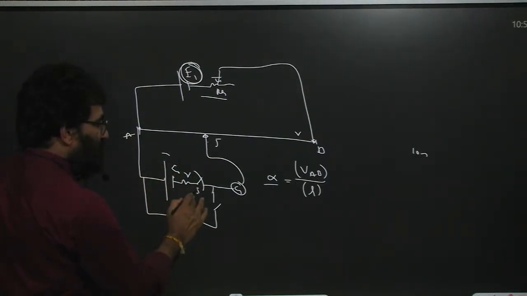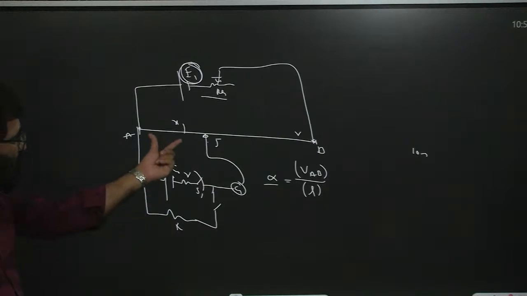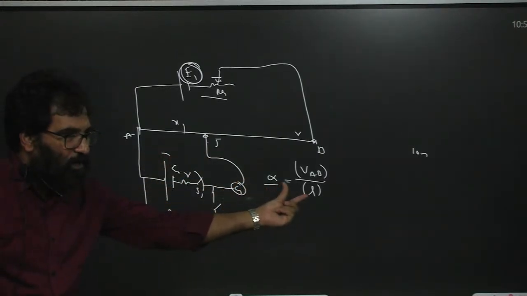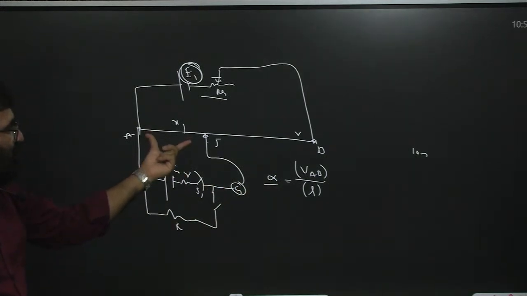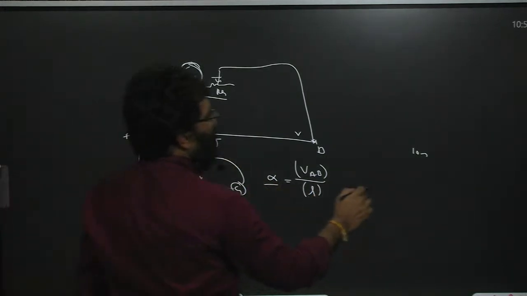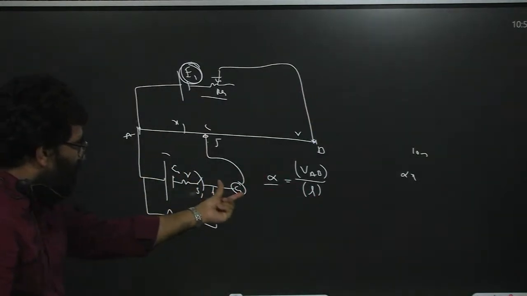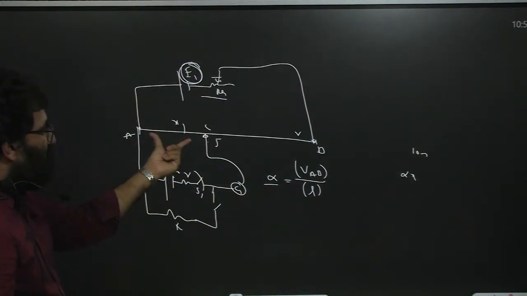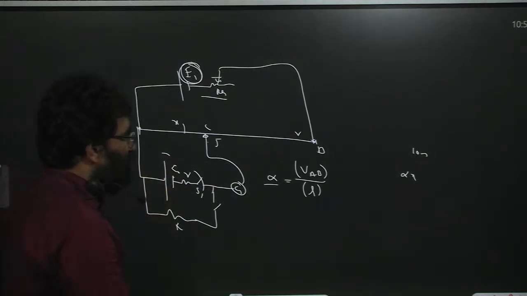Now close switch S1. Switch S1 is closed. Now we are getting some balancing length at X1. So potential drop per unit length is what? Alpha. Alpha is VAB by L. Now the potential difference at X1 is alpha into X. Whenever the galvanometer current is 0, the potential drop between A and C is V, and the current passing through this is also 0, equal to E1.